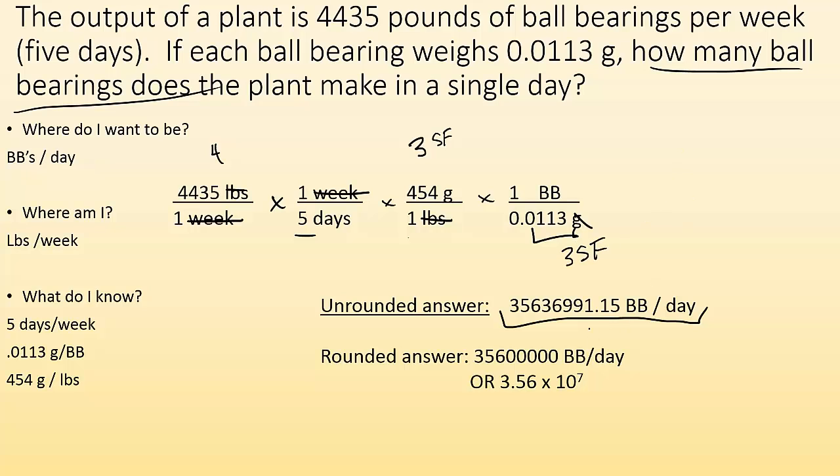So now I'm going to look at my unrounded answer and round it to just 3 sig figs. So I count from the leftward side, 1, 2, 3. I look over. There's a 3 there, so that 6 is going to stay 6. So it's going to round to 3, 5, 6, and the rest of those numbers are going to become placeholder zeros. So we get 3, 5, 6, 0, 0, 0, 0, 0 BBs per day, or in scientific notation, 3.56 times 10 to the 7 BBs or ball bearings per day. So that's how you'll do it doing dimensional analysis.